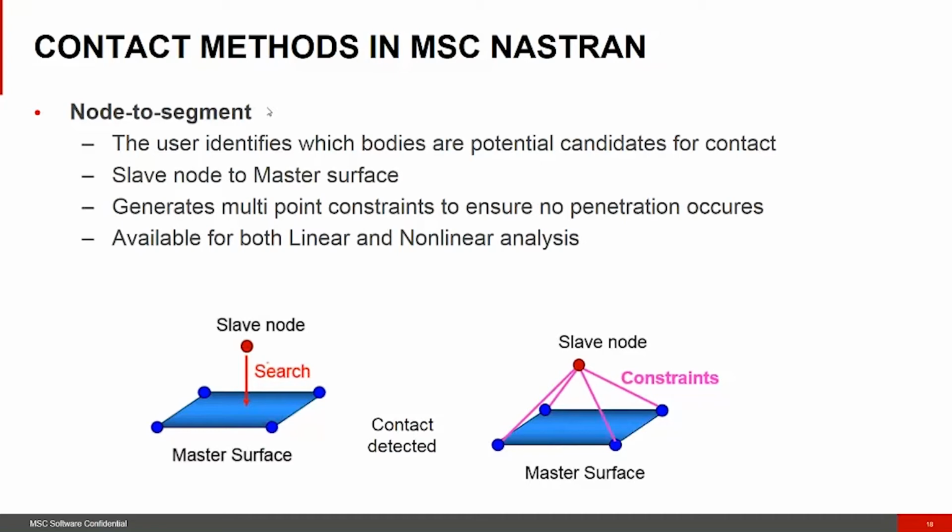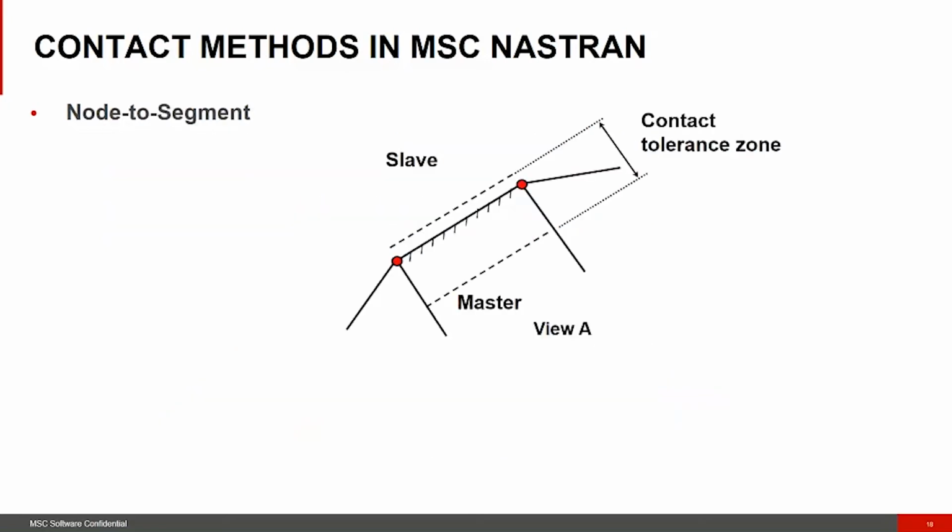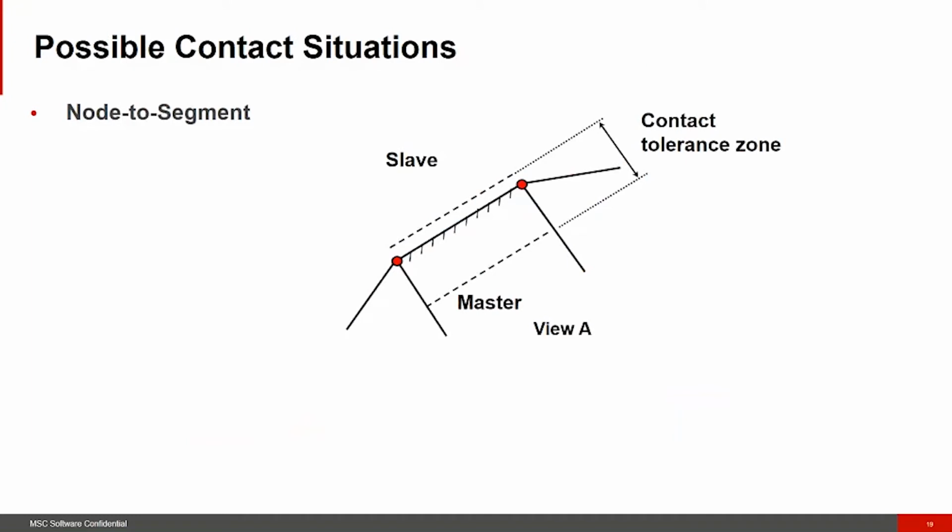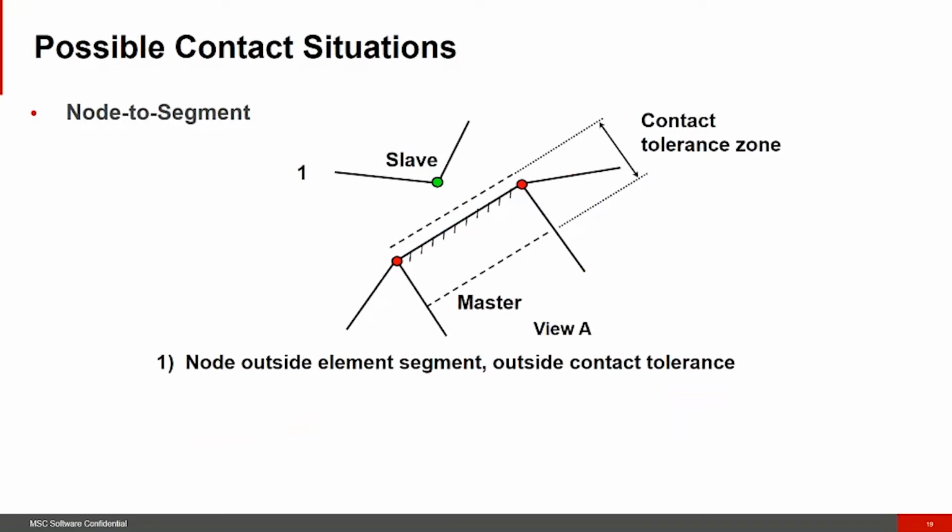So the motion of the node is checked to see whether it has penetrated or not, and when the node is detected to be in contact with that segment or that master surface, the constraints are created. Now, these are some of the options. How does it know when it tries to search that the nodes are found in the contact or not? So the slave node to the master surface can have several positions, and there are several scenarios that I'm showing here.